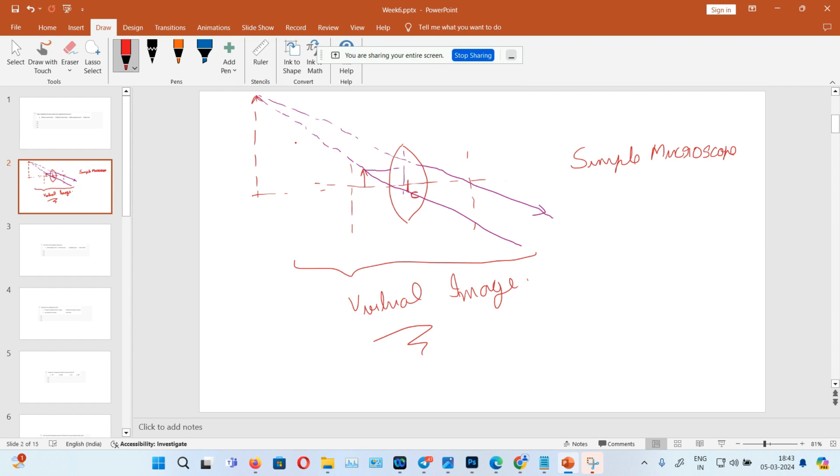In a simple microscope it will make a magnified virtual image of the object.